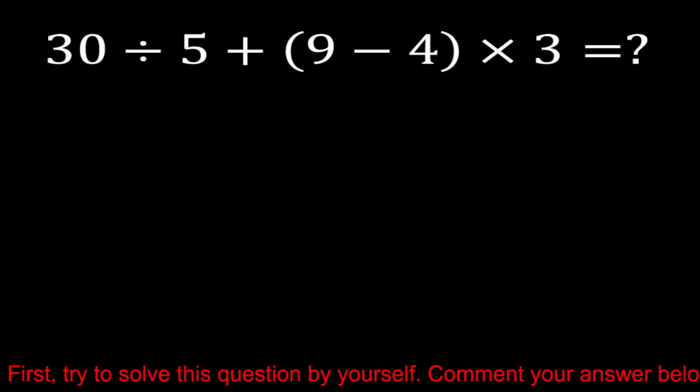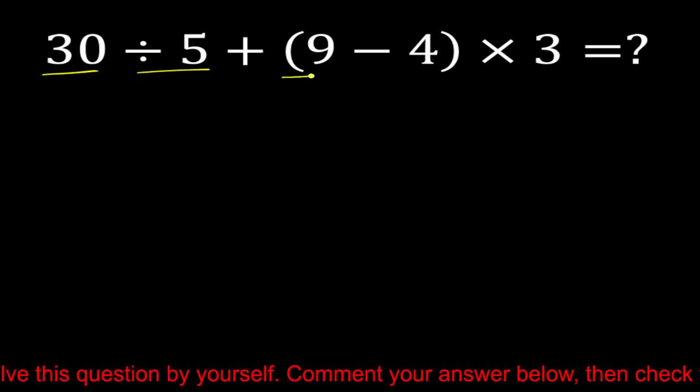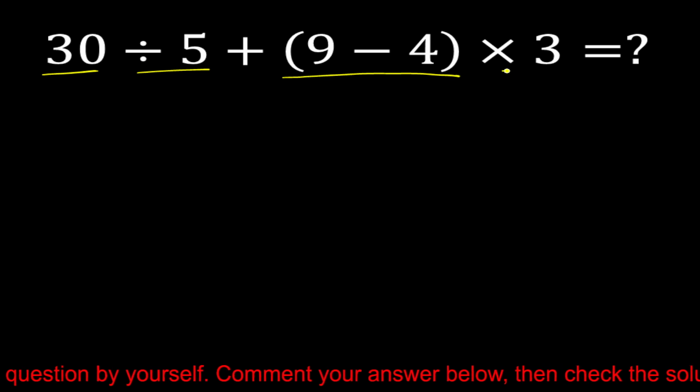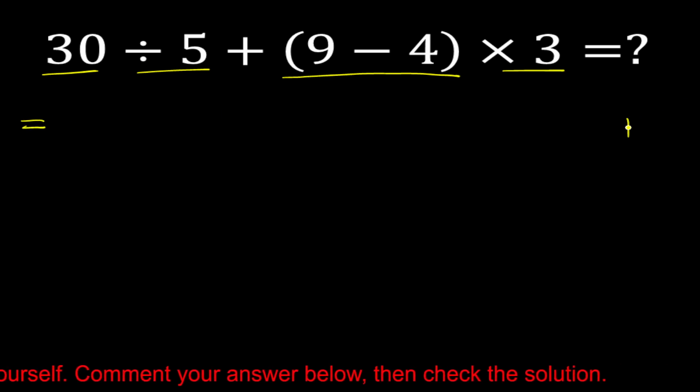So here we have a question: 30 ÷ 5 + (9 − 4) × 3. Now let's solve this problem by using the PEMDAS rule.